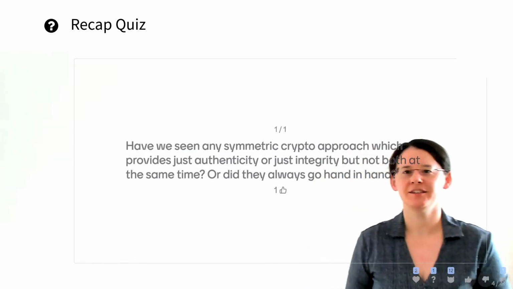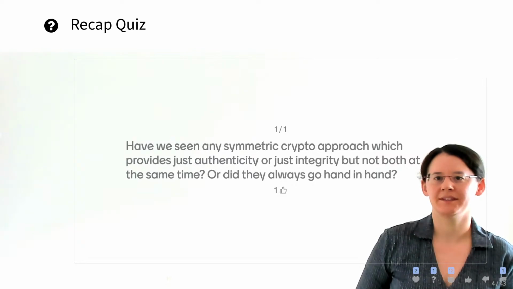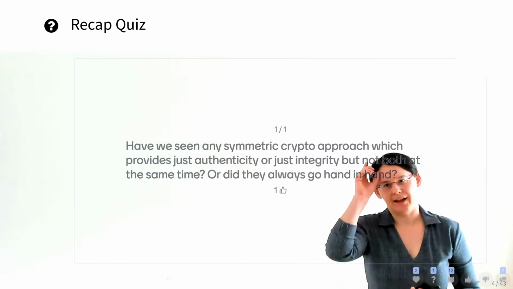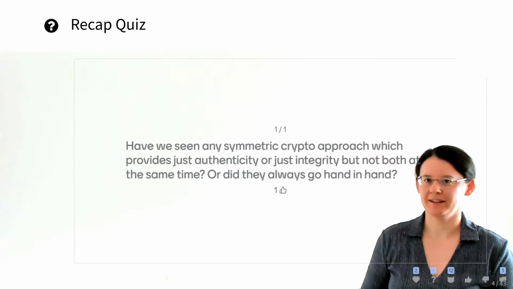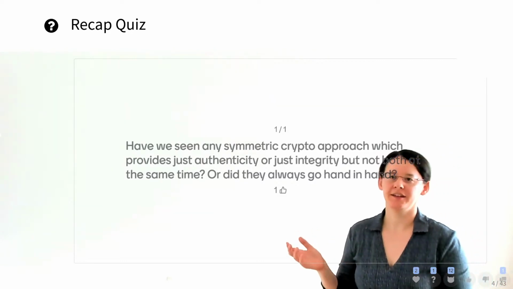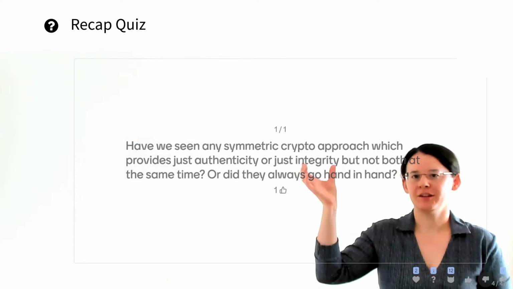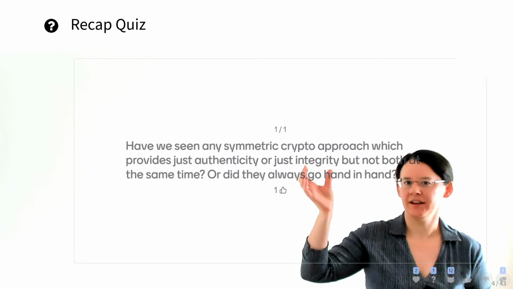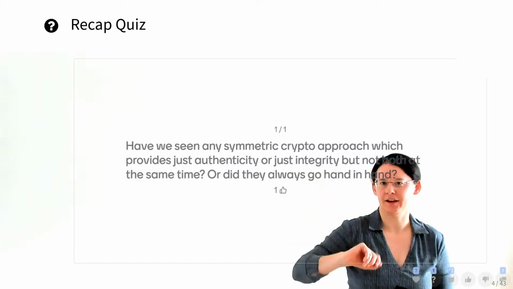So have you seen any symmetric crypto approach which provides just authenticity or integrity, but not both at the same time, or did they always go hand in hand? They always went hand in hand because if we talk about message authenticity, then authenticity always implies integrity. So authenticity means I can verify who sent this message, and integrity means it wasn't modified. And if anybody would be able to modify it, then it would no longer be authentic. So authenticity of a message implies its integrity.